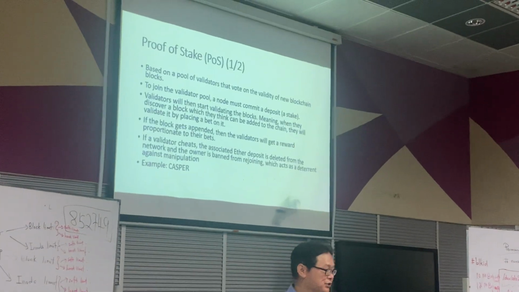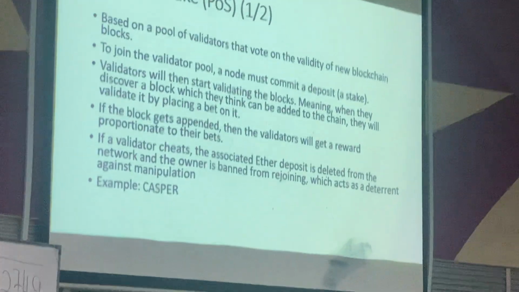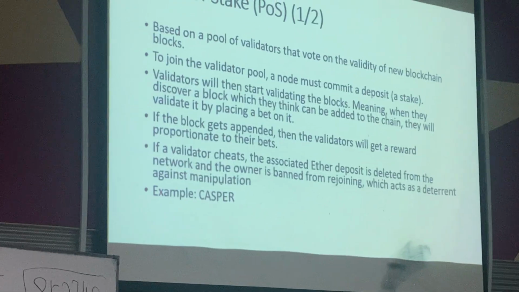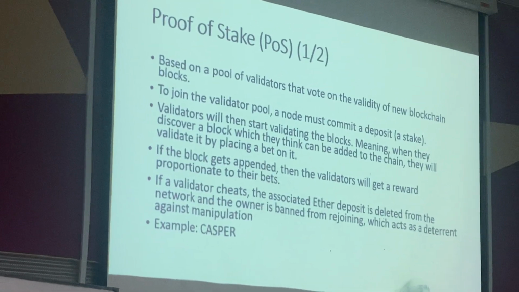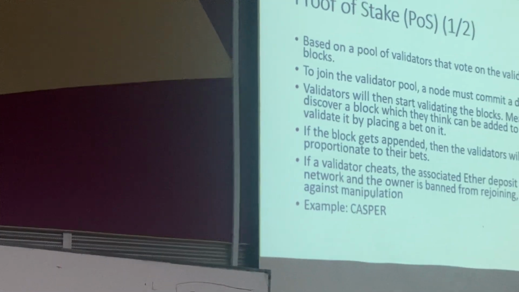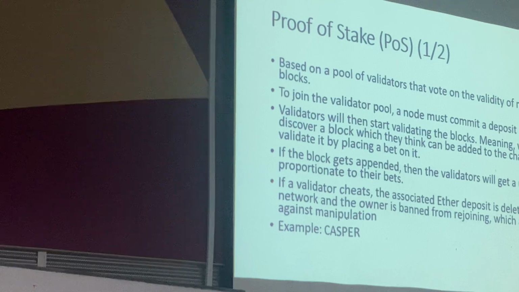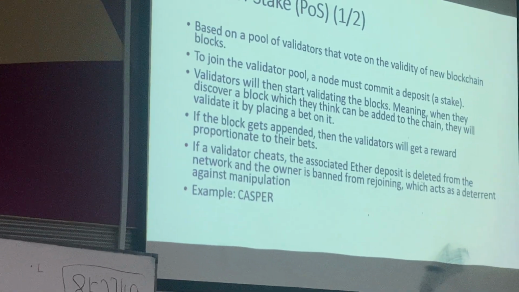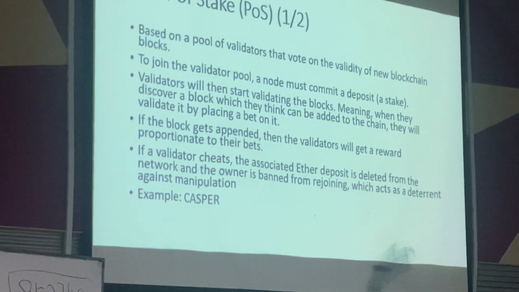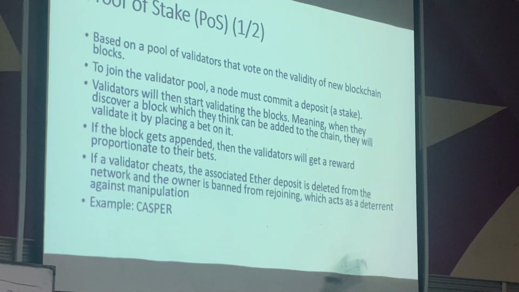To our discussion. Just now we learned about proof of work. You know how it works. And what's the main problem of this one? Power consumption. This will require a lot of computational power. You use up your electricity.